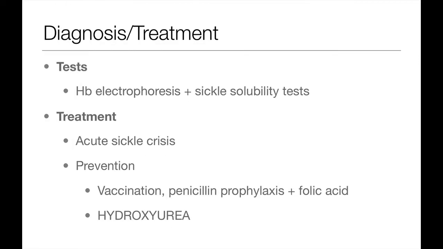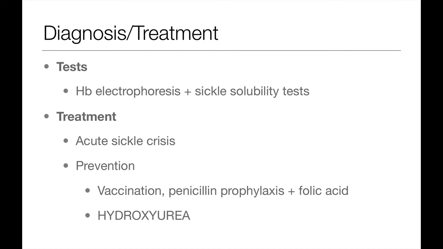In terms of diagnosis, sickle cell disease is quite an easy thing to diagnose with HB electrophoresis. If you do HB electrophoresis, you'll find a single band of HbS rather than the two bands, HbS and HbA, that you might find in sickle cell trait. You can also do sickle cell solubility tests as a quick method for diagnosing sickle cell disease.